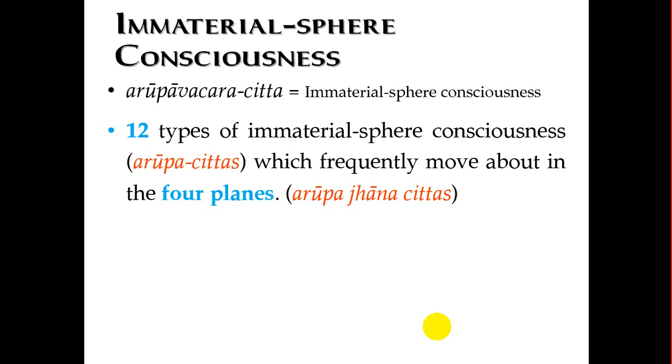Those twelve types of immaterial consciousness frequently arise in the four planes. We have four arupa planes, four arupa realms, right? Those consciousness generally occur in those planes. Therefore, they are called immaterial consciousness. Actually, these are arupa jhana cittas. Jhana means the consciousness that arises because of your meditation. Because of your meditation, it's called jhana, right? So arupa jhana cittas.